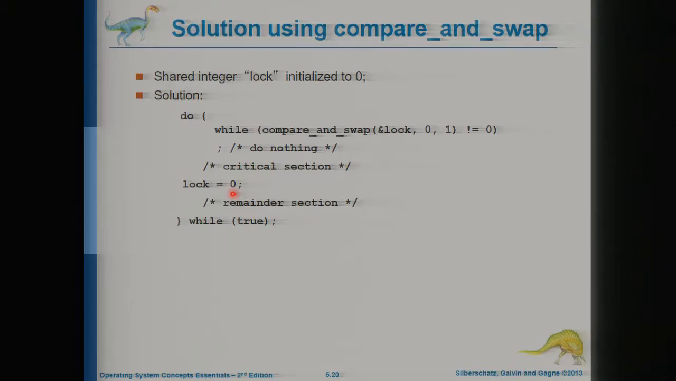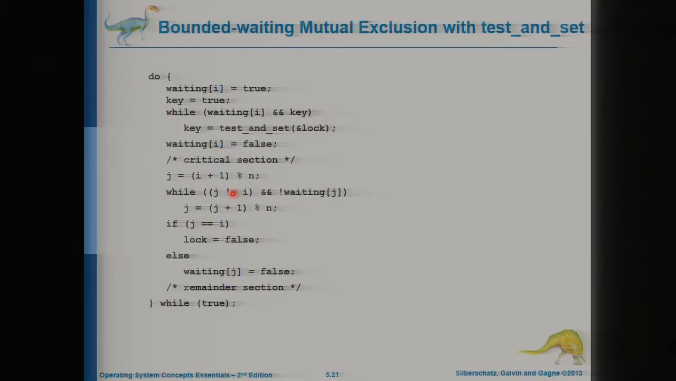So as soon as this lock value becomes 0, this is 0, and 0 equals 0 is true. So the value will be assigned 1 and 0 will be returned for that process, and that process will enter into its critical section. So that is how compare and swap works.